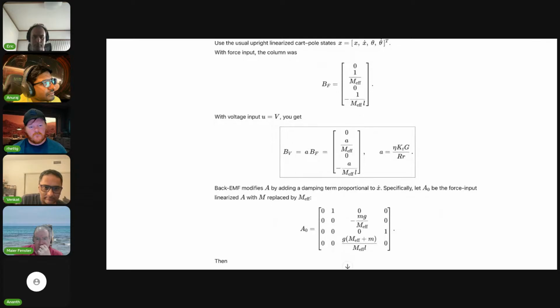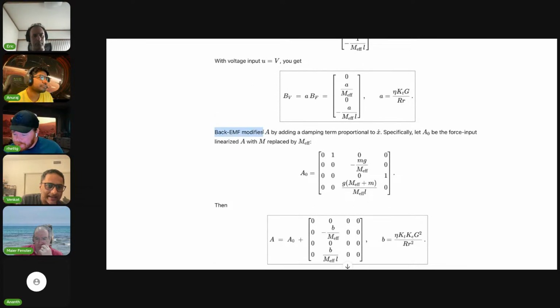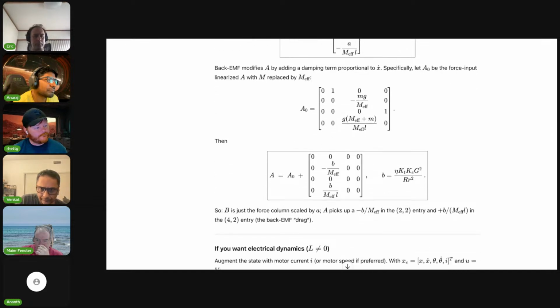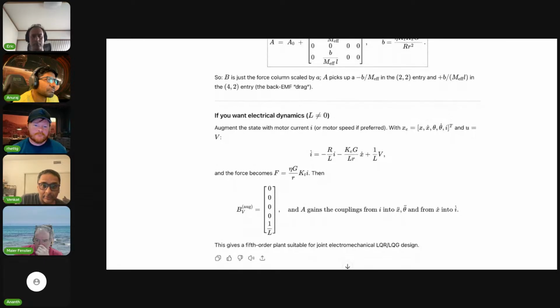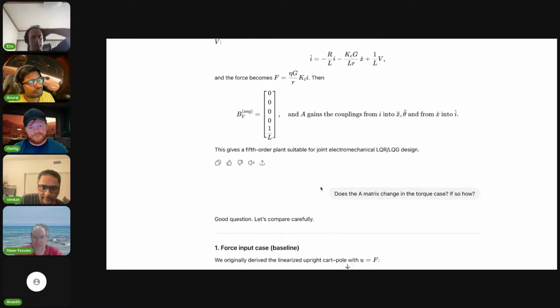Apparently, again, nothing much changes, but if you want to include back EMF, that's adding another actual state variable, which kind of makes sense. And in this case, it looks like you can accommodate it by just introducing some damping. You don't need to actually model the potential, it looks like. But if you want the actual full electrical dynamics, so I guess that means magnetic and electric fields building up and going down, all that stuff, then I think you do have one extra state. Yeah, fifth order plant for joint electromechanical stuff.